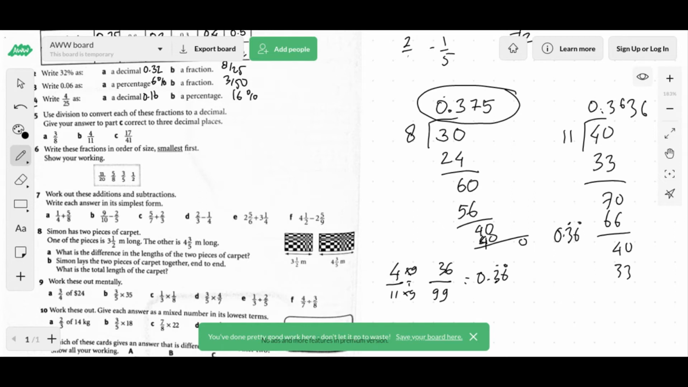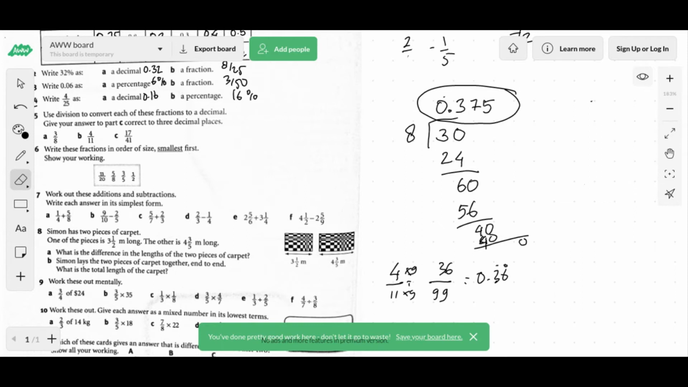Now the C part is quite challenging. 17/41. So again, 0 point. What do you think it will be? It will be 4. 1, 6, 4 in here. And you will have 4, 3. 60, right? Oh, never mind. Oh, it's 6. Then we got 1. 1, 41. And you got 90.